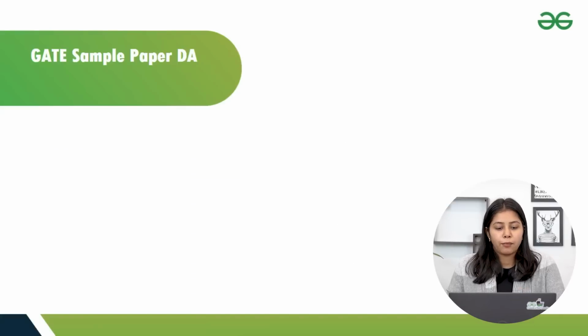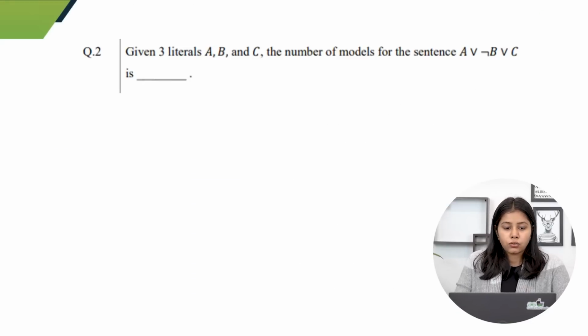Let's solve the GATE sample paper for data science. This is my second question in my GATE data science exam. It says that given three literals A, B and C, the number of models for the sentence A or negation B or C is. So we have to find out how many models there are for this sentence. That means I have to see in how many cases this sentence would be true. If it gives me true, I'll count it as my model. If it gives me false, then I'll not count it as my model.